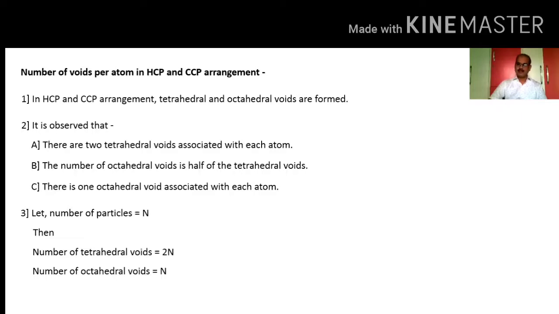So in HCP and CCP arrangement, if number of particles are n, then the number of tetrahedral voids are 2n and number of octahedral voids are n. Let us take a simple problem based on this concept.